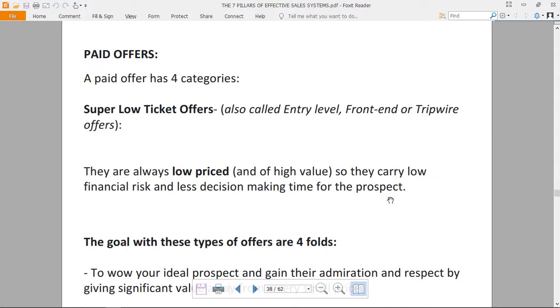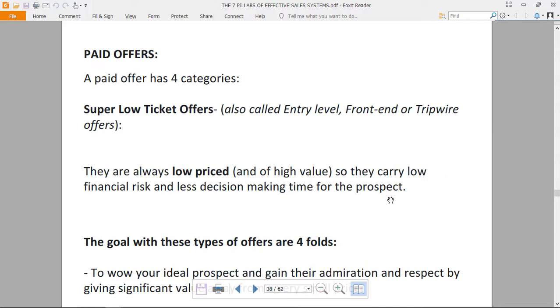So the person doesn't have to think too much before they take up your super low ticket offer, or your front end, or your tripwire offer. Allow me to call it tripwire at this point so that it can stick in your mind. But also know that it's super low ticket. It's very low priced, but very valuable, and they require less decision making.